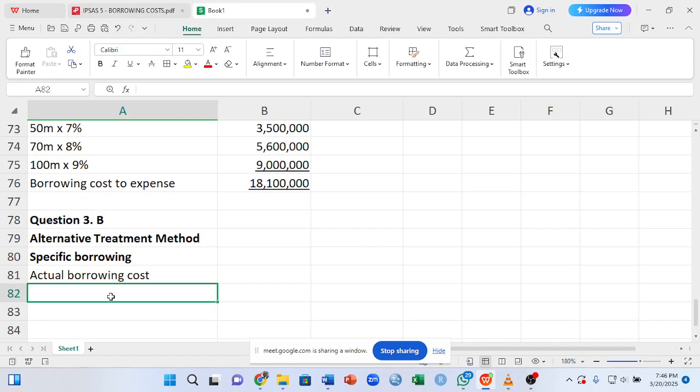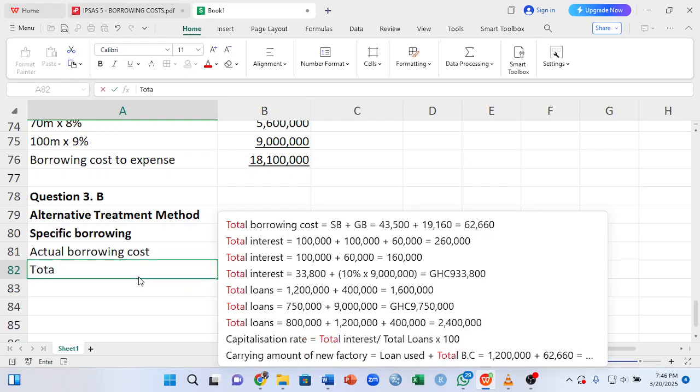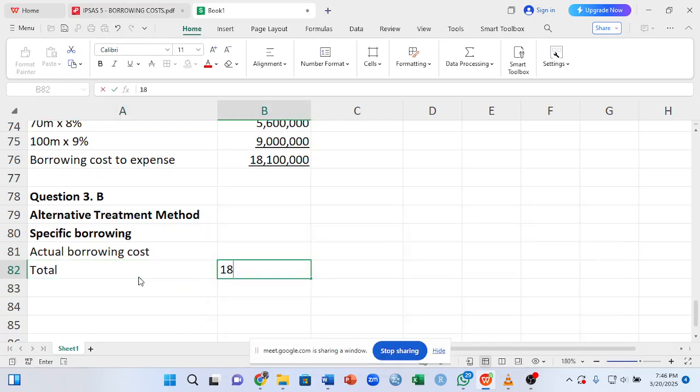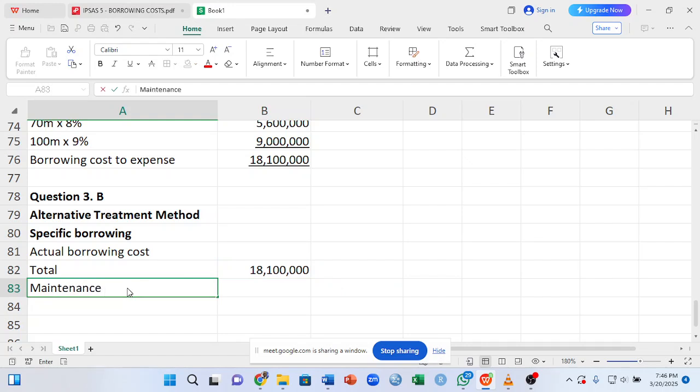Okay, so as I was saying, you have already calculated the total borrowing cost. The total here is 18,100. Now bear in mind that for this 18,100, we need to eliminate the portion that relates to the road maintenance. And how are you going to do this? Let me just bring the total, the 18,100. And then we have to look at the one that relates only to the maintenance. How do we do that? We just apply normal ratio and proportion.